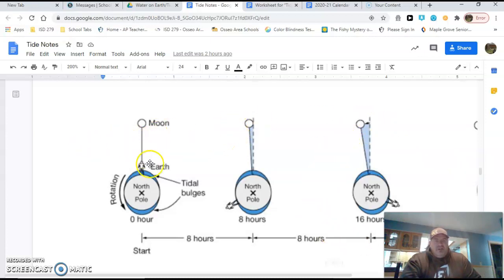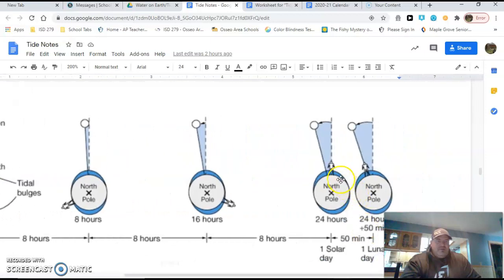So ultimately, in the 24 hours, let's say you're standing here on Earth and you start the clock. 8 hours later, you're going to be over here. That tidal bulge is still going to be kind of there and there, but the moon has moved slightly because it's orbiting the Earth. 16 hours later, you're there.